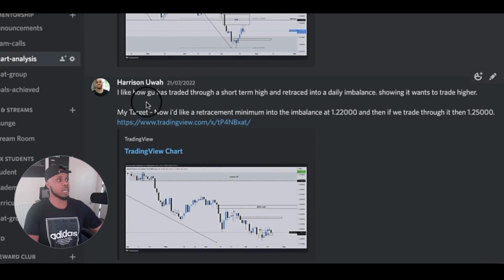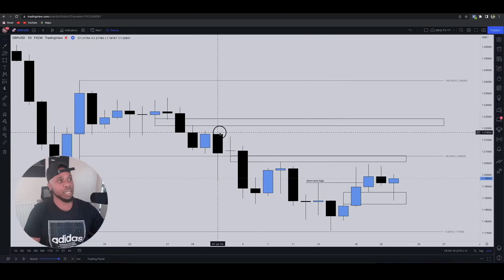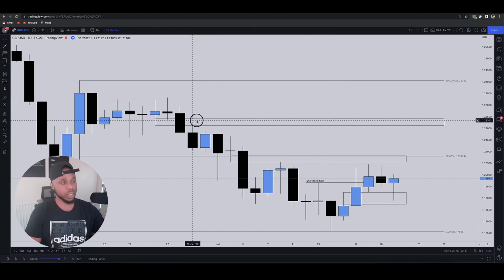Cool. And then what I said was, I like how GU has traded through a short-term high and retraced into a daily imbalance, showing it wants to trade higher. So now when it comes to my target, I'd like a retracement minimum into the imbalance at 1.2200, however you want to put it. And then if it trades through that, then I want 1.2500. So you can see that up here, this is the imbalance I was referring to, the one at 1.2200.